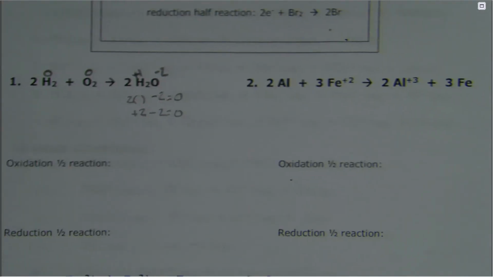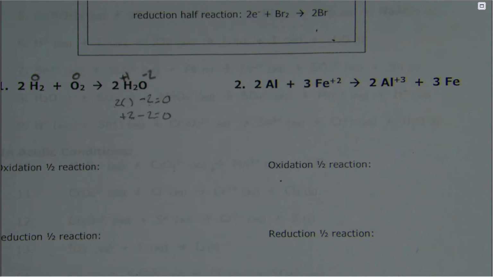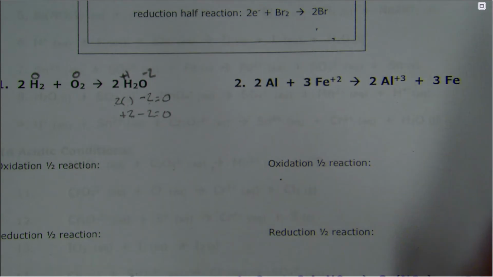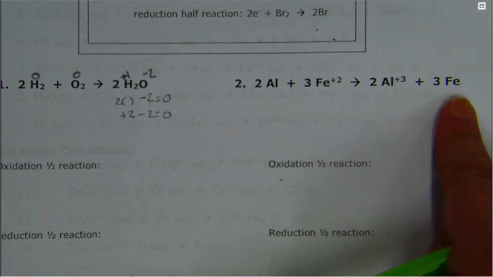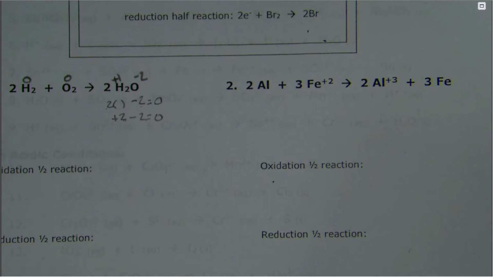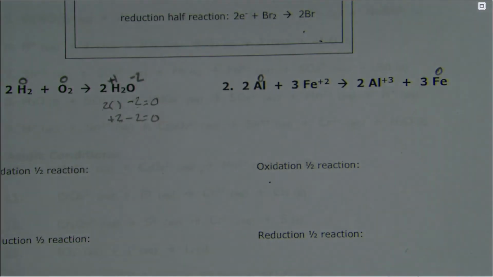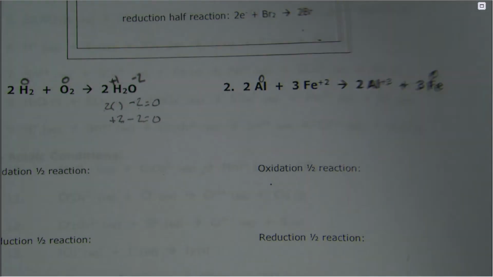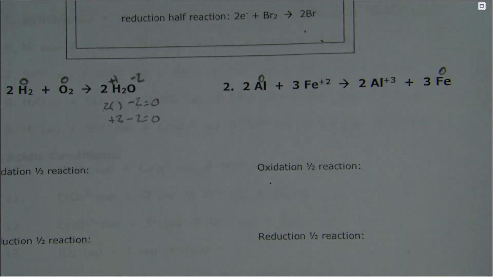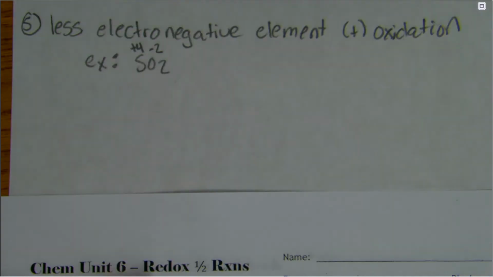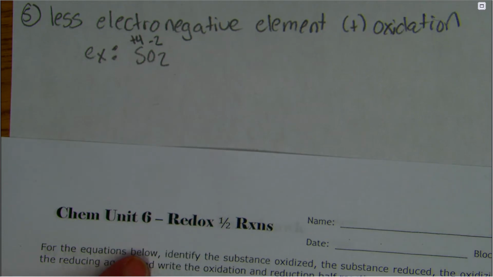So let's come over here and let's assign oxidation numbers. In this case, they've already been given to us for the ion part because we've been provided the net ionic equation. But we do know that aluminum and iron are both going to be 0 because they are by themselves. So take a minute and let's pause this video. This is your redox half reactions worksheet. So pause this video, try to assign oxidation numbers for 3 and 4.